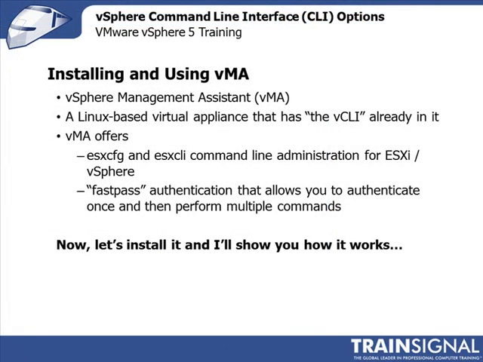All right, moving on from vCLI, let's now talk about the last CLI option in this lesson, and that is VMA. VMA is the vSphere Management Assistant, and it's a Linux-based virtual appliance that has basically the vCLI already in it. So the things I just showed you in the vCLI that you could run from your Windows computer, all those are inside VMA already, as well as something called FastPass authentication that allows you to authenticate once and then perform multiple commands across, let's say, multiple ESXi servers. So you'll find the exact same esxcfg and esxcli commands for administering vSphere inside VMA.